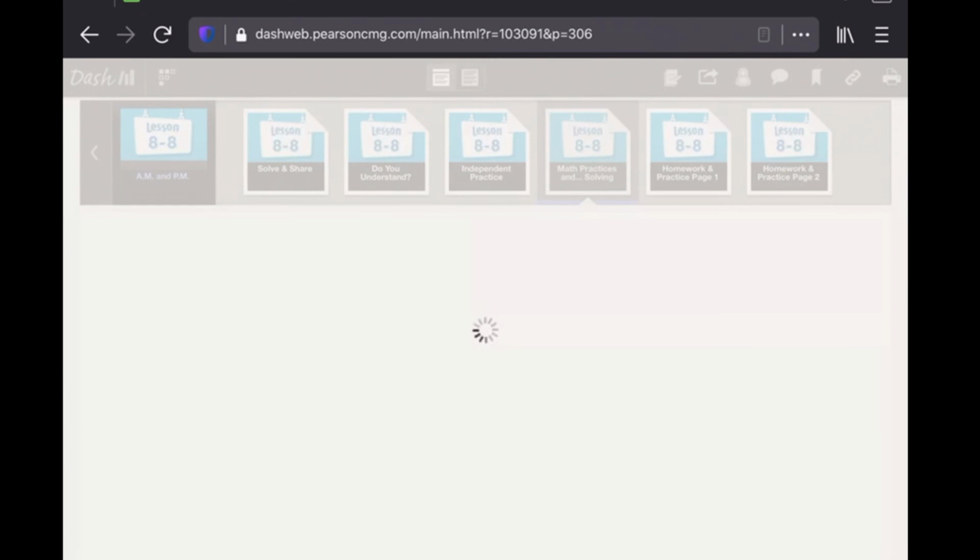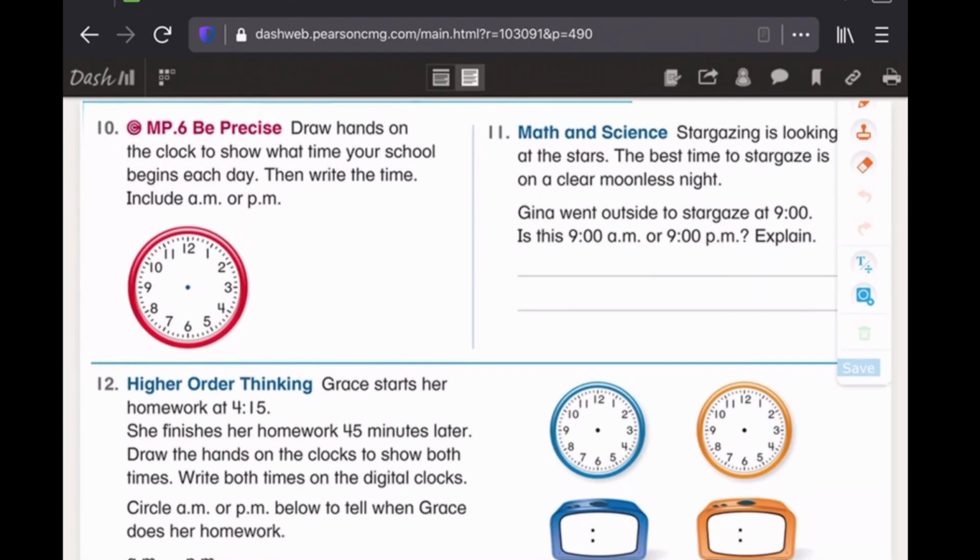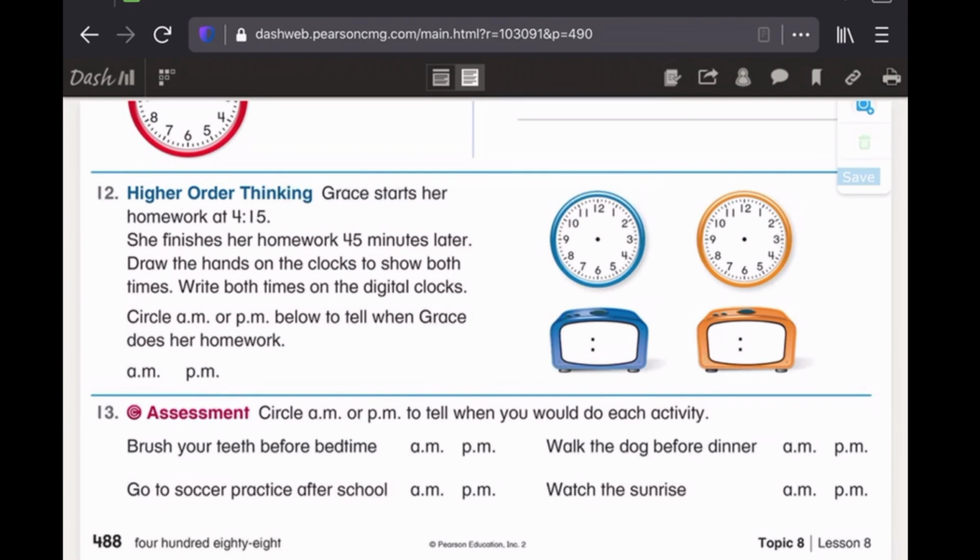Then let's look at math practices and problem solving. In number 10, you'll need to figure out, when does school usually start? Right on the hour, just before the hour, or half past the hour? And in number 12, you'll have to think about how many minutes are in between each number on a clock. You can tell by counting the little dashed lines, or I'll give you a hint to our first time lesson, skip counting. What number do we usually skip count by when we're counting on a clock?